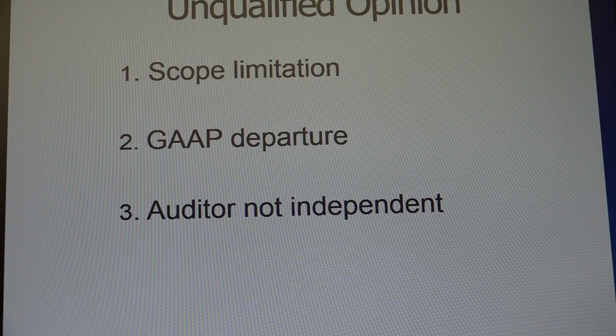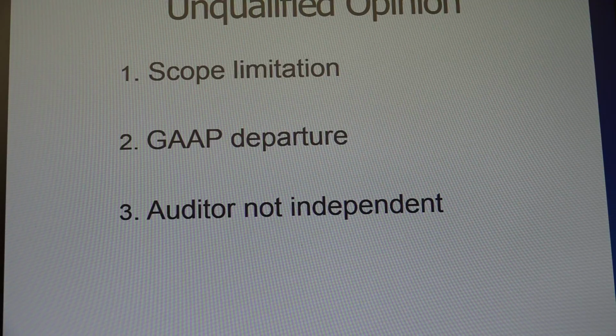All right, so let's talk about scope limitation. When the scope of the audit has been restricted, and this can occur in two ways, where the audit client limits the scope. The second way is where, because of circumstances beyond either the audit firm or the client, the scope of the audit is limited.